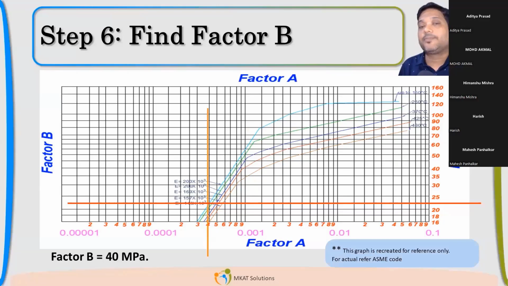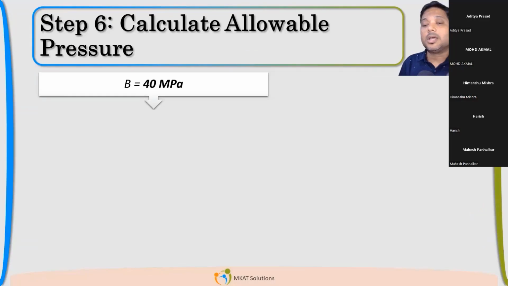This is how we read. But this graph is not exactly the same, so we are not getting the exact value. In actual, we'll get 40 MPa. If you are using this just as an example, you can even take a 22 or 23 MPa value. The calculation has been done based on 40 MPa, so we'll go with that. I hope it clarifies. So now we got factor B, which is 40 MPa. Whatever value you see as factor B is in MPa unit.